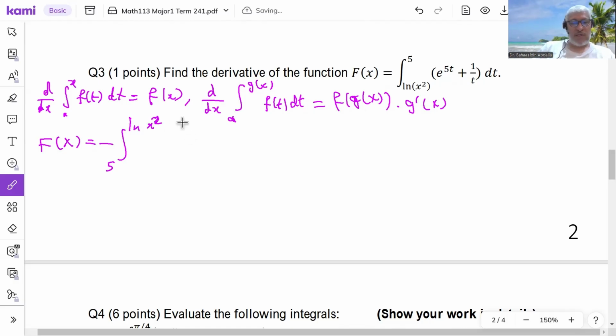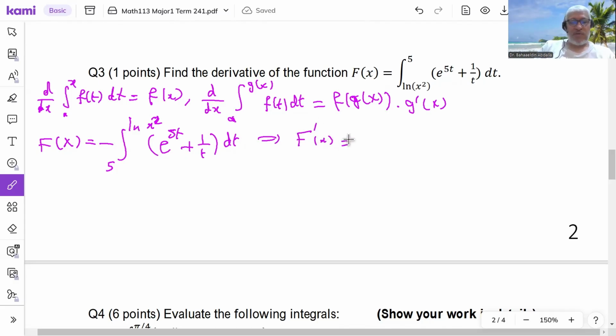Write 5 here and then x squared there. You need to put a minus sign. e to the power 5t plus 1 over t dt. So this is f of x. And now let me find the derivative. So f prime of x.